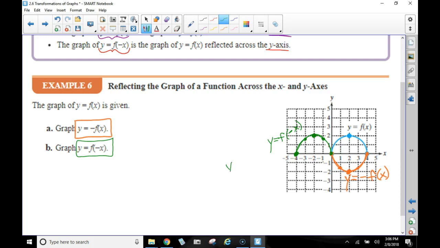Okay, let me write that. I'm trying to write this. Y equals the function evaluated at a negative x. There we go. That looks better, and I might be able to sleep tonight because that's better.